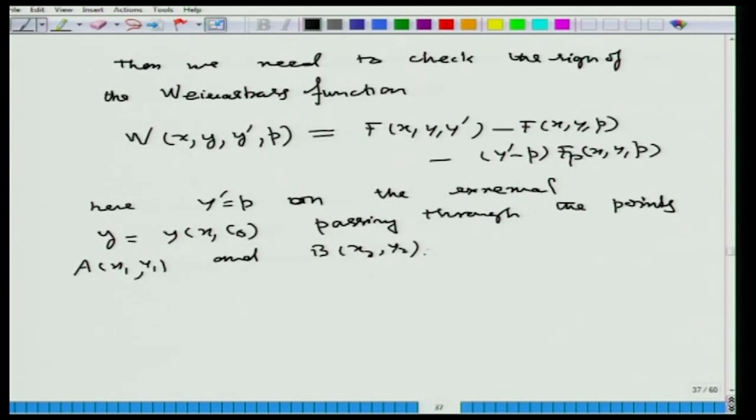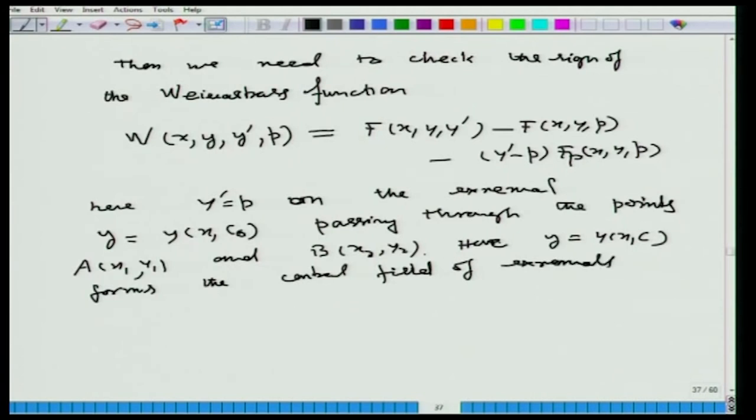So, here we have the extremal y equal to y of x, c 0, which is fixed, c 0 being a fixed value of the parameter c. Here y equal to y of x, c forms the central field of extremals at the center, and for c equal to c 0, we are on this extremal which passes through the given points A (x 1, y 1) and B (x 2, y 2).